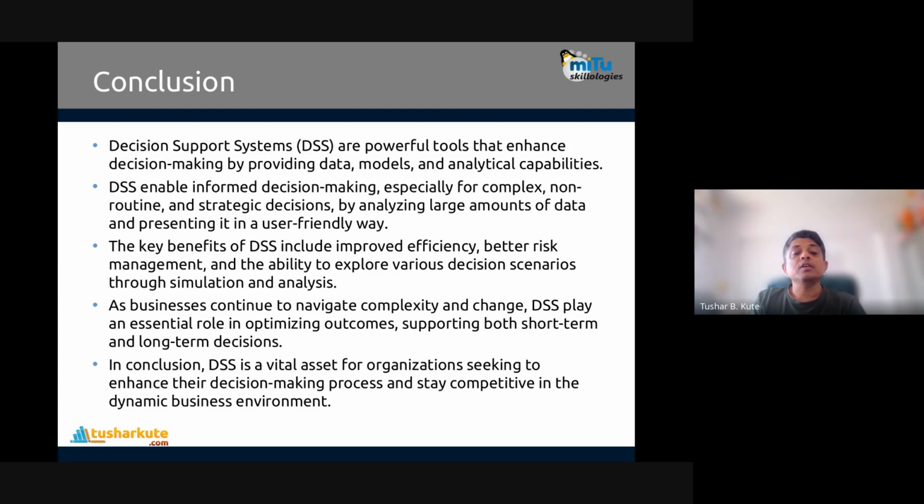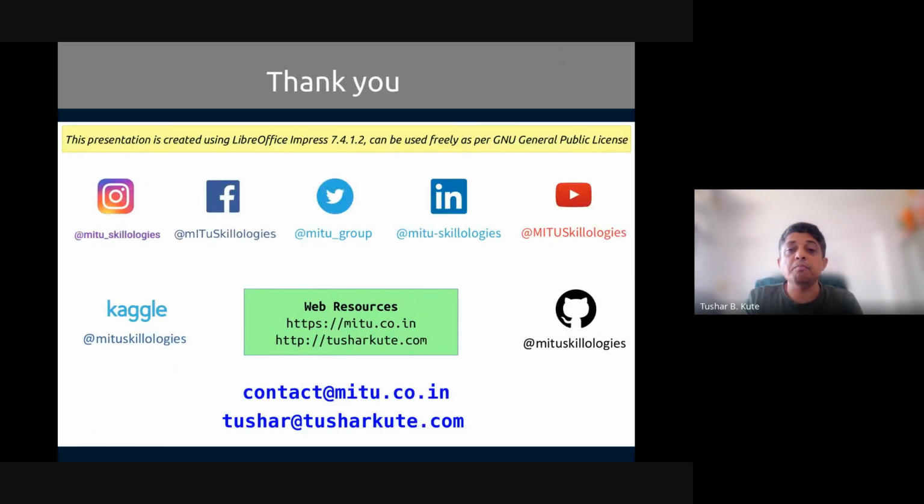Fourth, as business continues to navigate complexity and change, DSS plays an essential role in optimizing outcomes, supporting both long and short-term decisions. And as a conclusion, we can say DSS is a vital asset for organizations seeking to enhance their decision-making process and stay competitive in their dynamic business environment. That is exactly the meaning of decision support systems. So in alignment with BI, a decision support system also plays a vital role in making an informed decision using the previous data, using appropriate, suitable, and organized data on any kind of models.